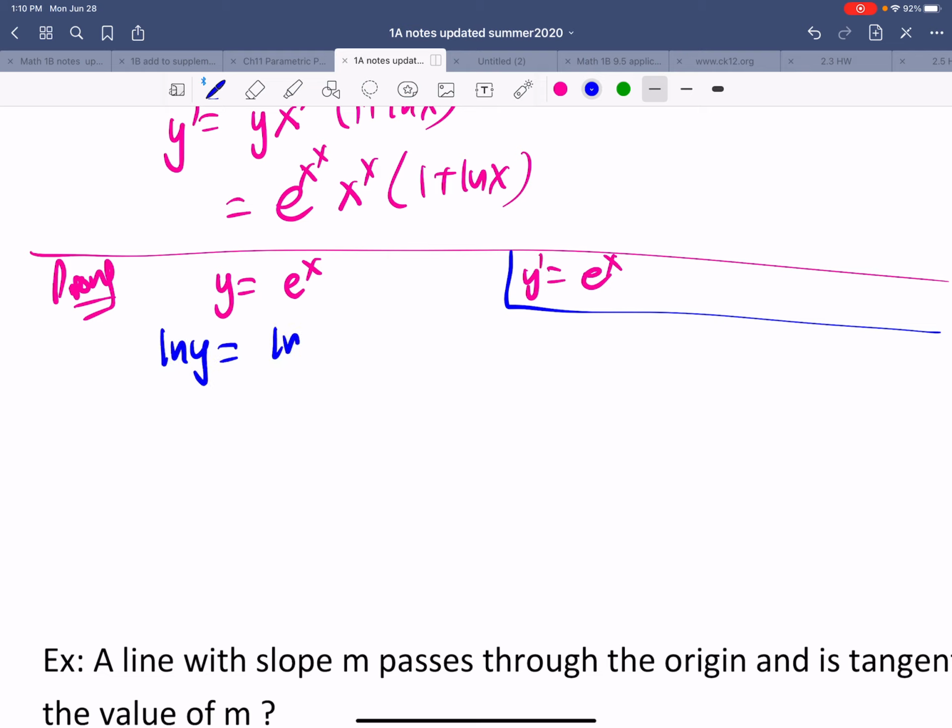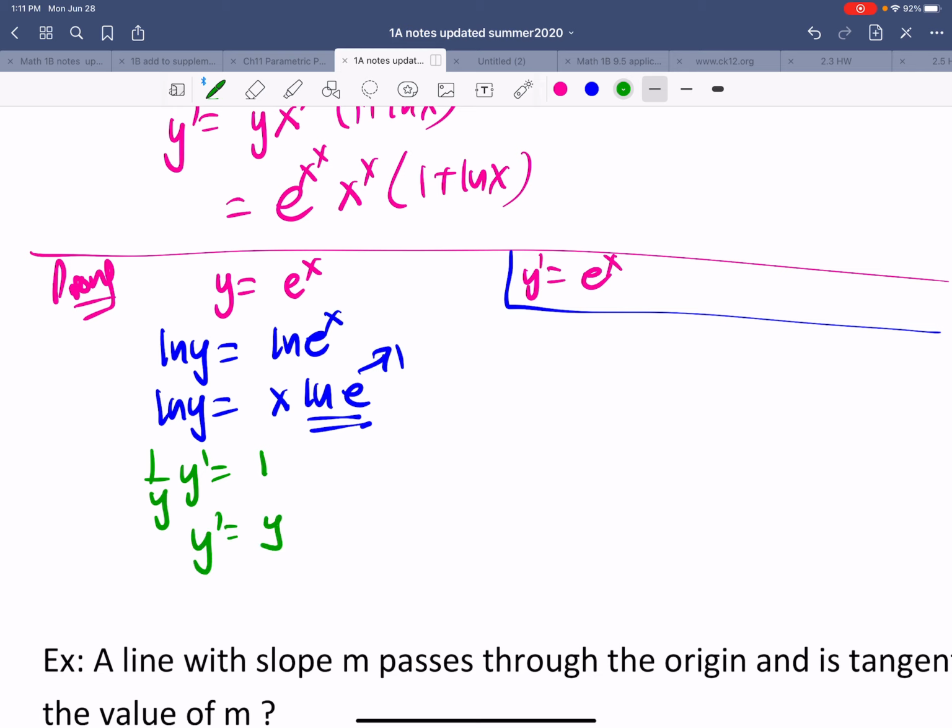Natural log of y would be natural log of e to the power x. Natural log of y is x natural log of e. This piece is equal to 1. Now, go ahead and do the derivative. The derivative of x is 1. Y prime turns out to be y, which was e to the power x. That's one way to prove the derivative of e to the power x is just e to the power x.